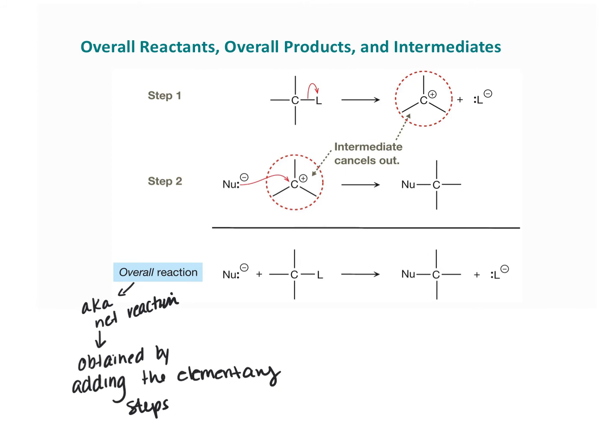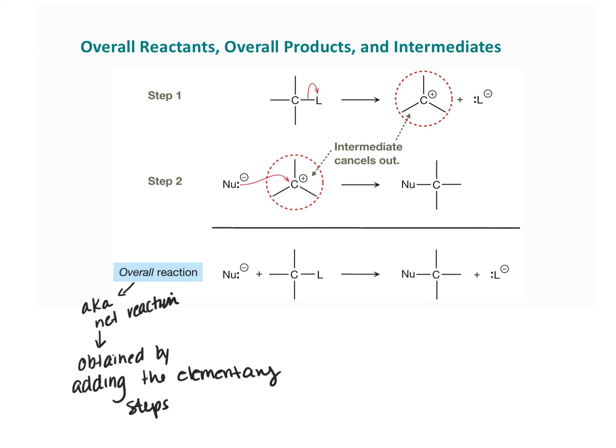So let's just review. You've added elementary steps before, but I want to review this. To add elementary steps together, you write each step on a separate line and then cancel out species that appear in the product of one step and the reactant of another step. For example, these two intermediates would cancel out.